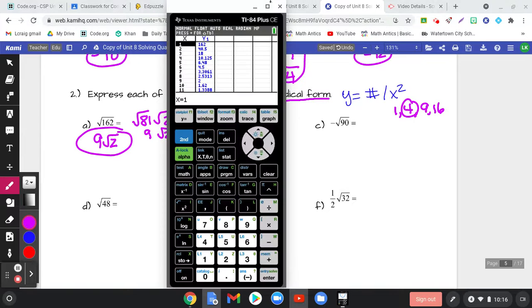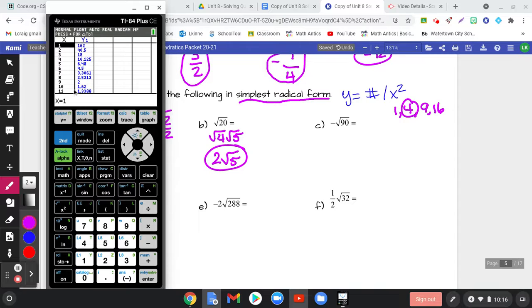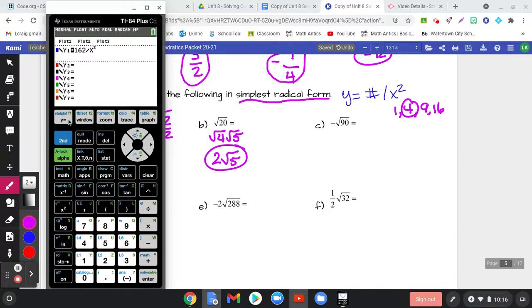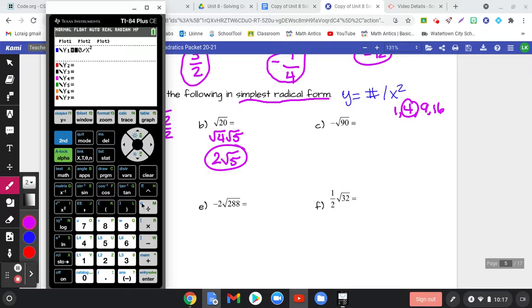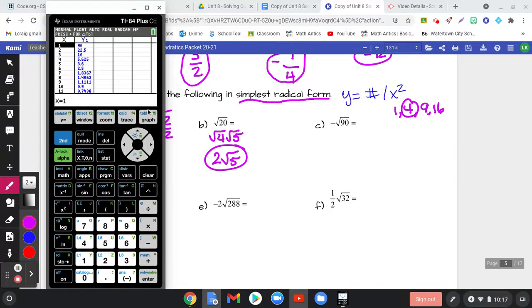Again, you can do it right in the calculator if you feel more comfortable with that. Y equals 20, not the square root, just 20 divided by x squared. Go to the table. 1 radical 20, 2 radical 5. Oh, 2 radical 5. There it is, right there. All right. Let's do 90 while we're in here. 90 divided by x squared.